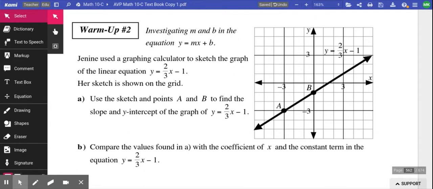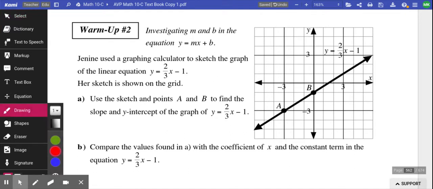Warm-up number 2. Investigating m and b. So over here we have a nice little graph. The graph is of this equation: y equals 2 over 3x minus 1. We're going to look at that graph, and we're going to notice it has 2 points given to us, point A and B, and we're going to investigate a little bit. So use the sketch at points A and B to find the slope and y-intercept of this line.